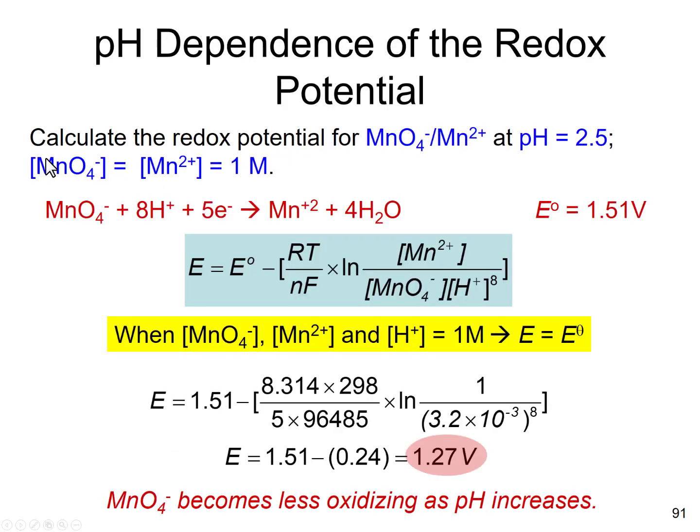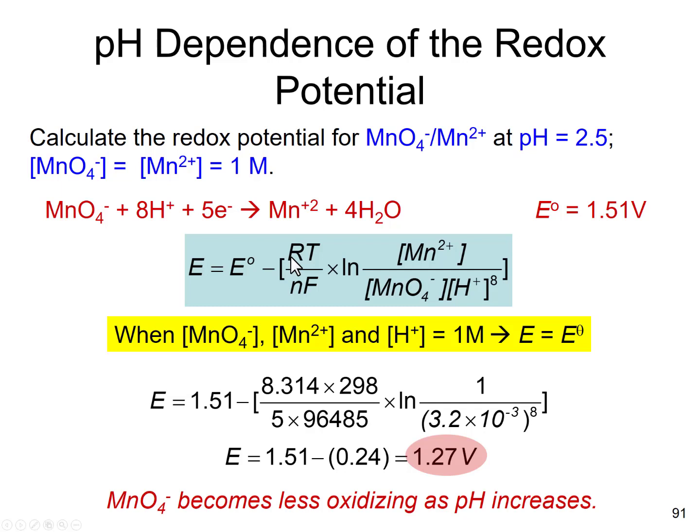Here we have another example in which we calculate the redox potential of our permanganate/manganese 2 plus cell at a pH of 2.5. For simplicity, we just take the concentration of the permanganate ion and the manganese 2 plus ion as 1 molar. So overall, we have this particular equation again. We have permanganate reacting with 8 equivalents of protons and 5 equivalents of electrons to form the manganese 2 plus ion and 4 equivalents of water. This has a standard reduction potential of 1.51. So this we can actually feed into this equation.